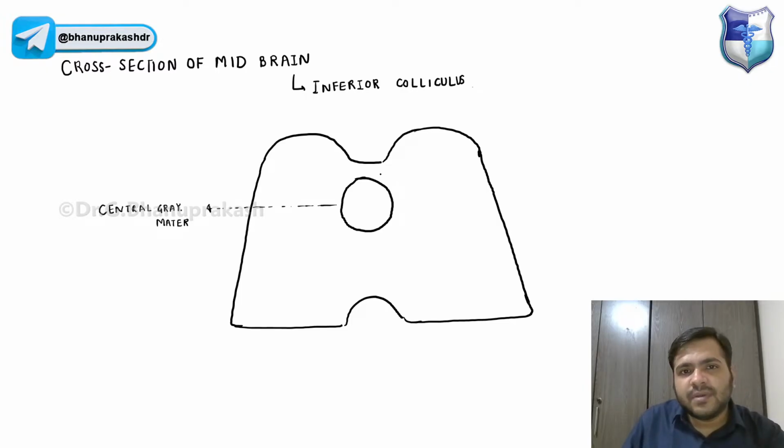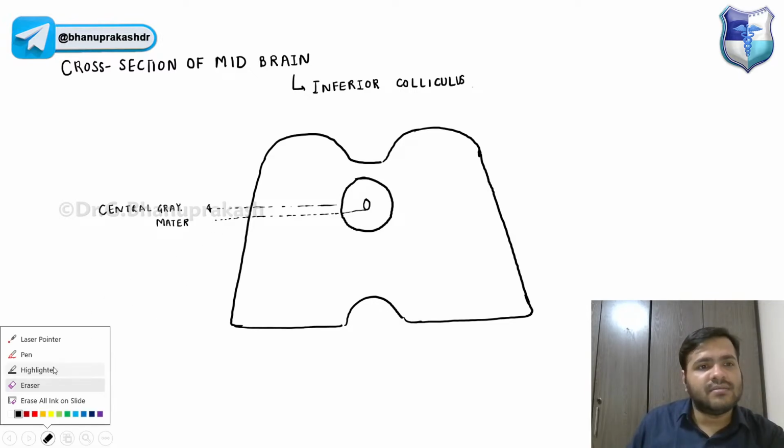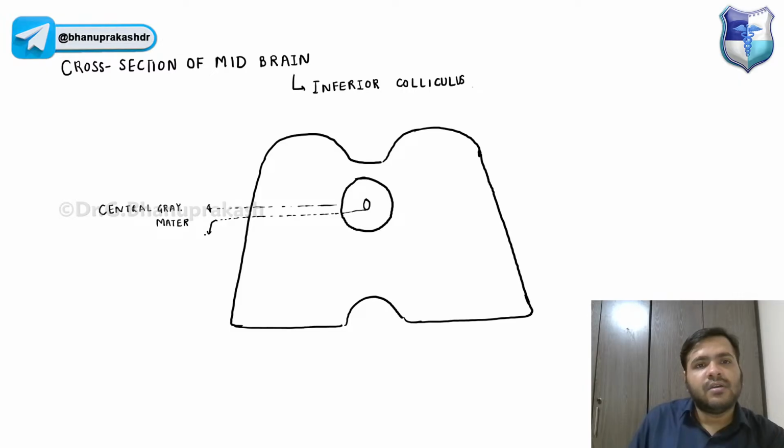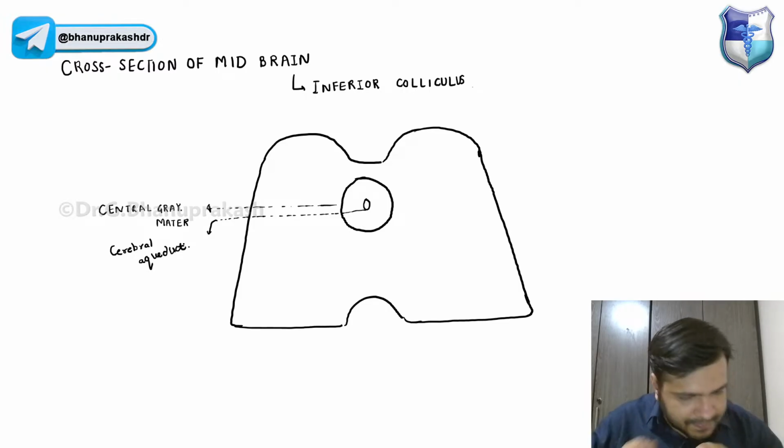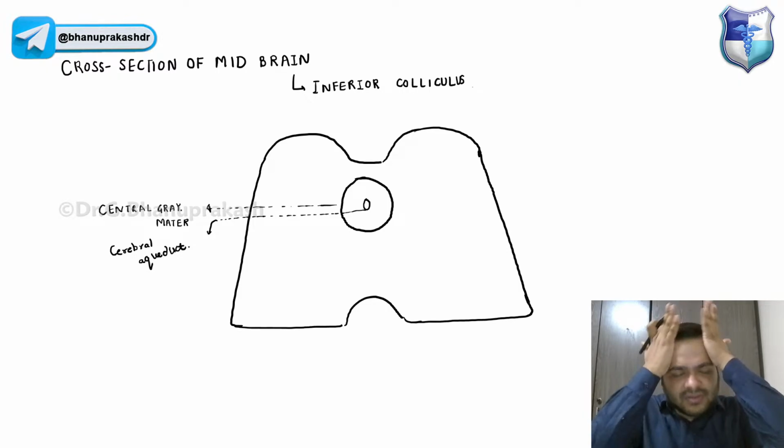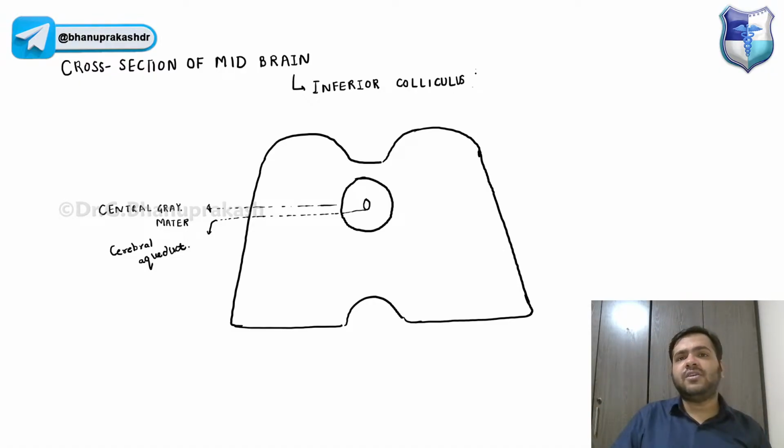And in between, you already know, we have the cerebral aqueduct, which is connecting the third ventricle above to the fourth below. I'm writing it below and later I will be erasing it, but just remember it is the cerebral aqueduct. Now, this is the cross section at the level of the inferior colliculus.